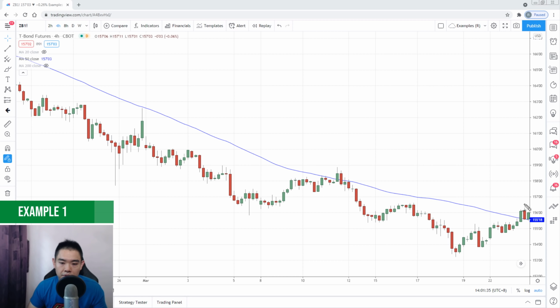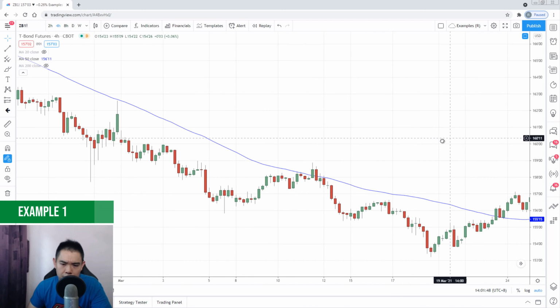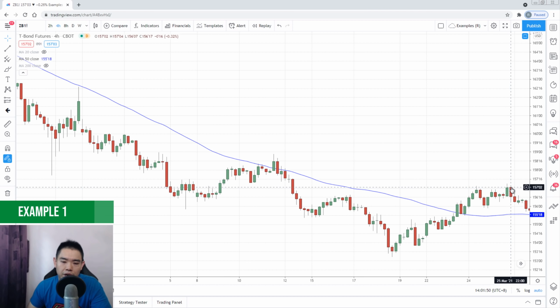1 ATR above this high, or somewhere about here. Target could be before the recent swing low, possibly somewhere about here. In this case, I can just let you know that this trade is probably a losing trade as the market broke out higher.